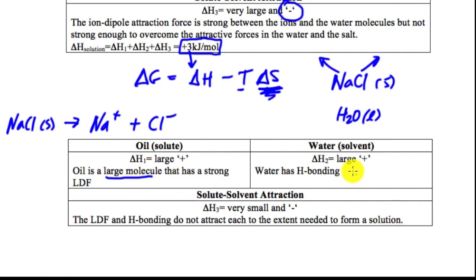Now, water has hydrogen bonding. Well, if this is nonpolar and this is polar, there's no attraction between the water and the oil. They don't really have any attraction force. So our solute-solvent force is going to be very small. Now, it attracts a little bit because London dispersion forces are slightly positive and negative, and hydrogen bonding is very positive and very negative. But it's just not a very strong attraction force. So when we add up all three of these, the strong intermolecular force of the oil and the intermolecular force of the water keep these two from forming, and therefore they're never going to form a solution.